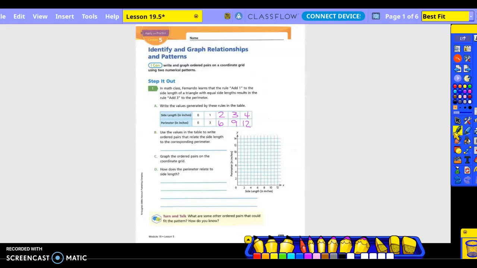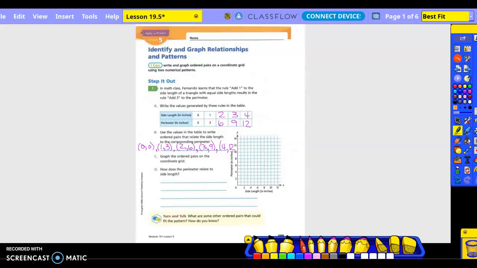Okay? Use the values in the table to write ordered pairs that relate the side length to the corresponding perimeter. So we start at 0, 0. Our next one would be what? 1, 3. What's our next one? 2, 6. What's our next one? 9. And our last one is? 12. Graph the ordered pairs on the coordinate grid.